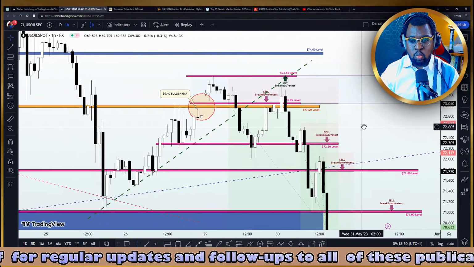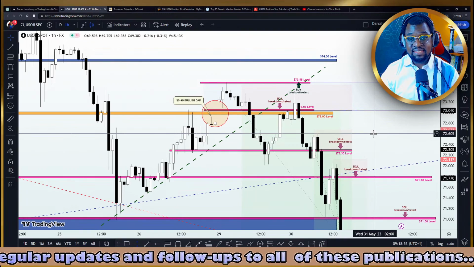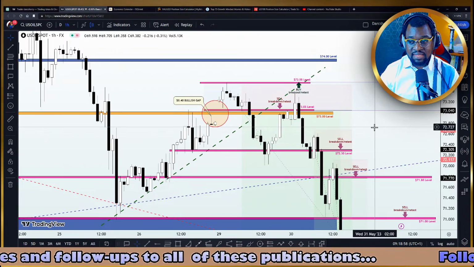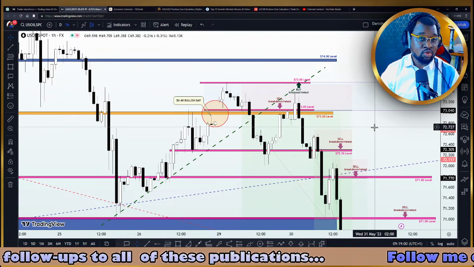So here we are on the 1 hour time frame, and the first thing we observed during the early hours of this week was the fact that price action was a little bit choppy.